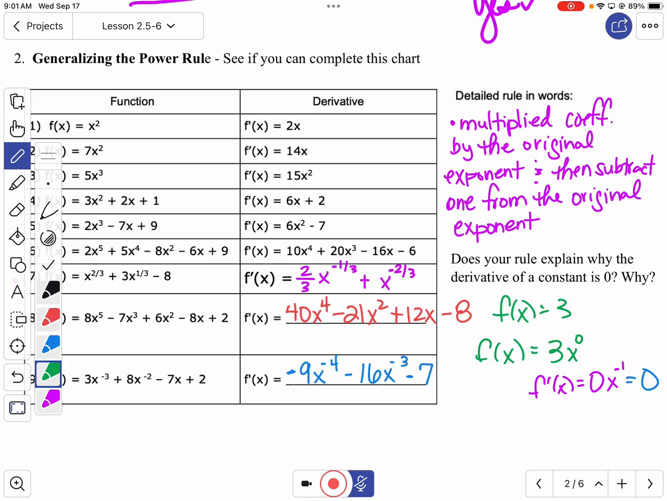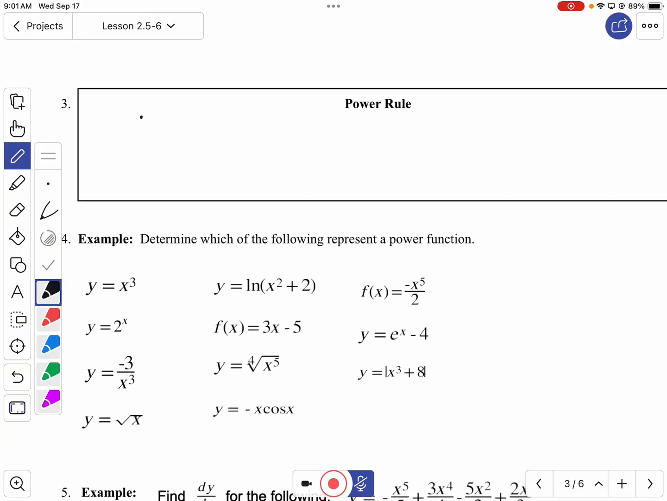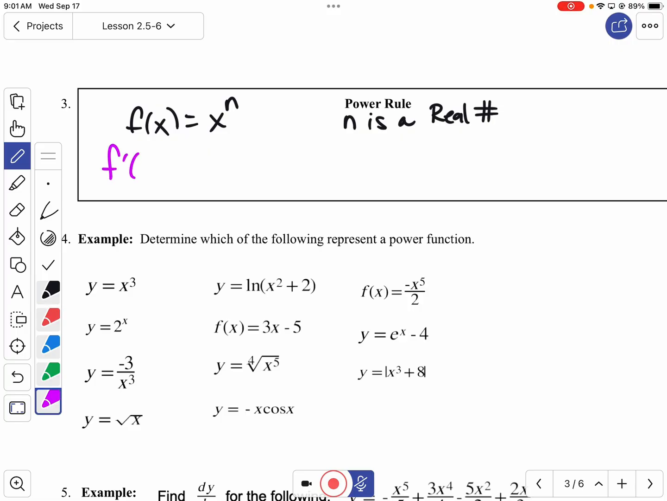So, power rule, this is what it says. If f of x is equal to x to the n, that's what makes it a power function. It's x to some power. N is a number. Then f prime of x is always n times x to the n minus 1. That's the general power rule. We're taking that exponent, multiplying it by the coefficient in front, subtracting 1 from the exponent. So that's the general power rule.